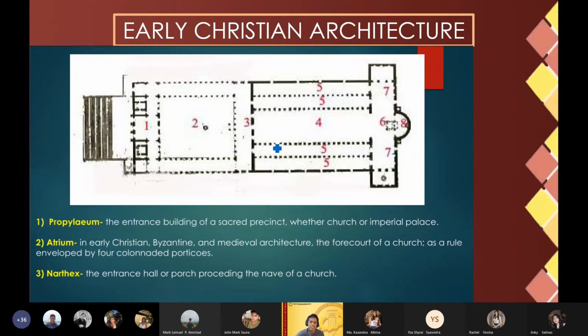And then here, the choir is here at 7. And then if we extend this number 8 part, you will see the iconostasis, which is also where the sanctuary is, where the altar is. And number 8 is the apse. Okay, so hopefully you can visualize this, or differentiate the parts.